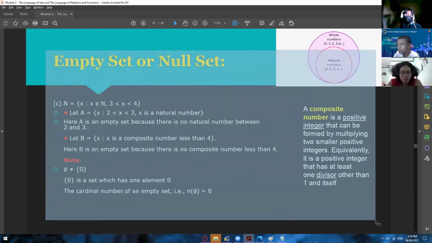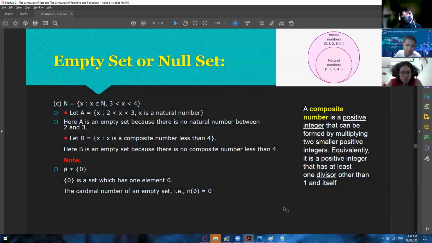So are we clear so far? Any question or clarification before we proceed to the next one? Okay, I would assume that there is none since no one is speaking.